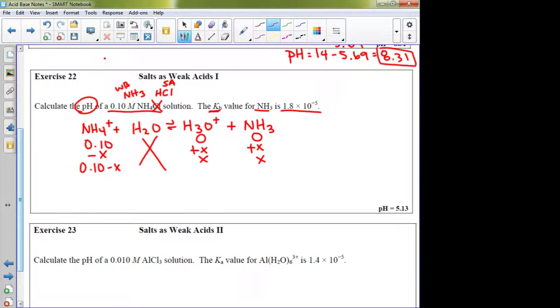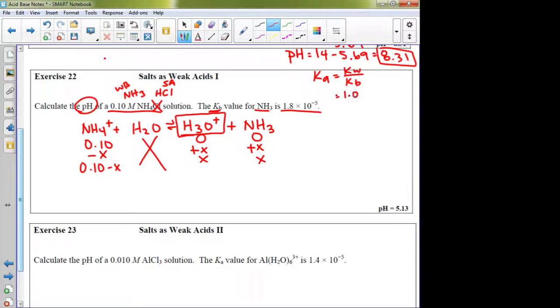So I notice this lets me know it's what kind of solution? Acidic. They gave me what? Kb. I can't use Kb. I need Ka. But I'm smart, so it does not stress me out. Because I know that Ka is just equal to Kw divided by Kb.